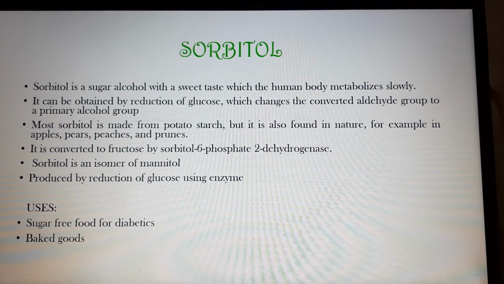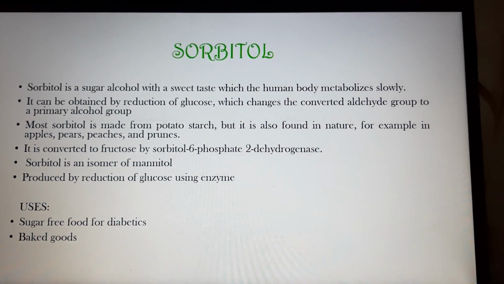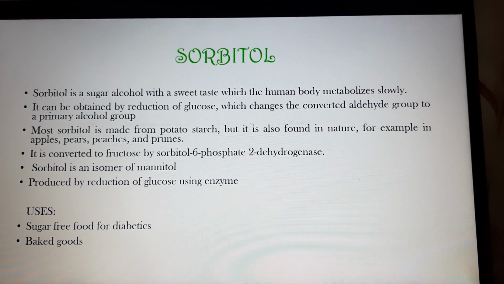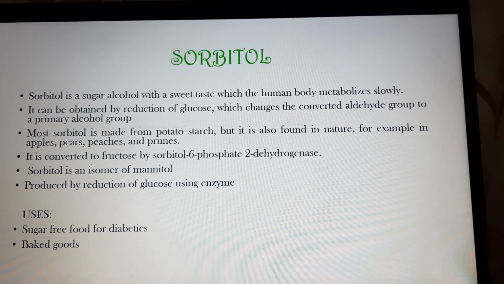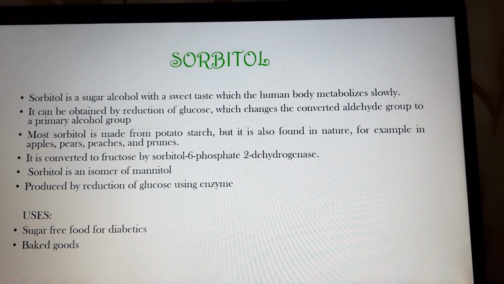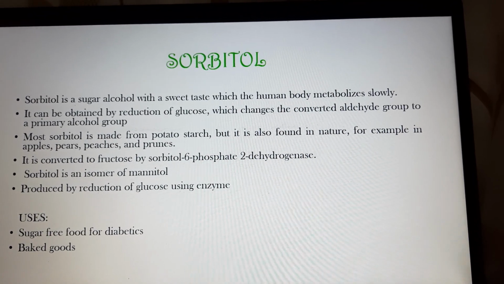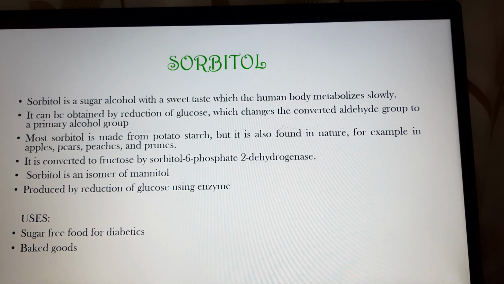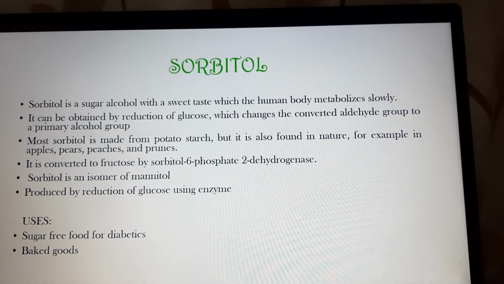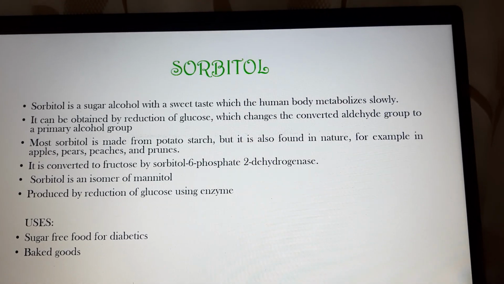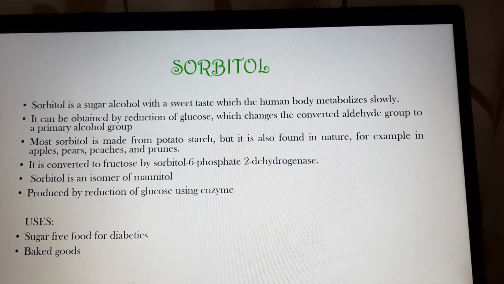So now we will see what sorbitol is. Sorbitol is a sugar alcohol with a sweet taste which the human body metabolizes slowly. It can be obtained by reduction of glucose, which changes the converted aldehyde group to a primary alcohol group.